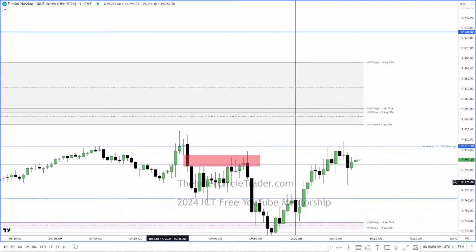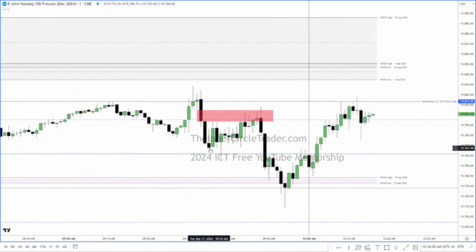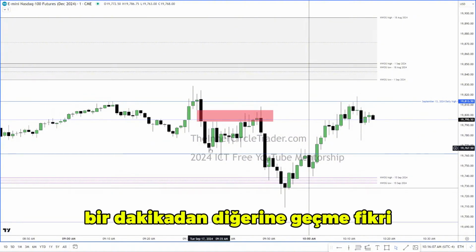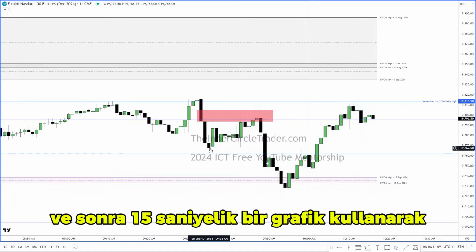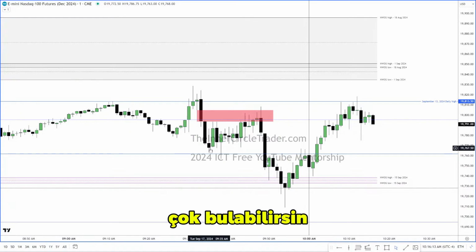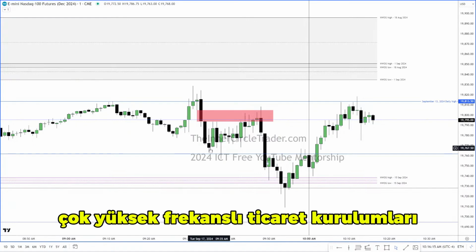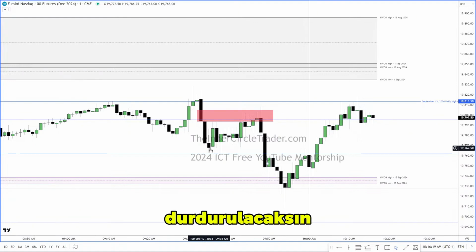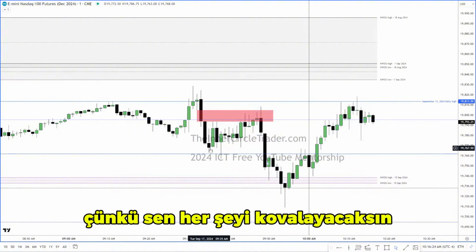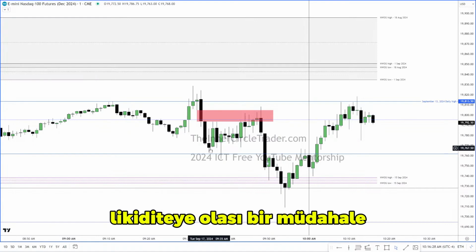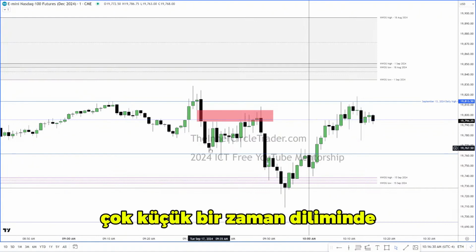Keep waiting. So the idea of moving from 1 minute buy side and sell side and then using a 15-second chart, you can find very, very high frequency trading setups in that. You're going to get stopped out more times than anything else I've taught because you're going to be chasing every potential run into liquidity on a very small time frame.